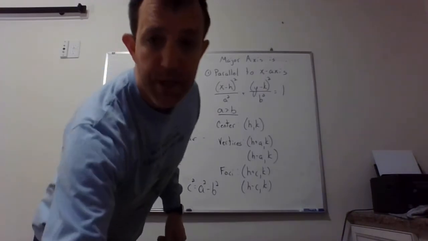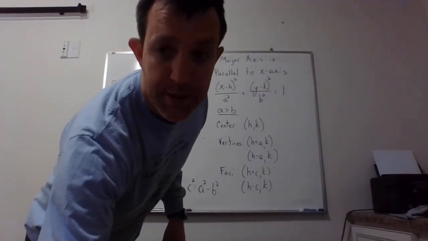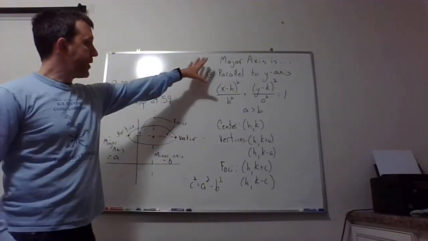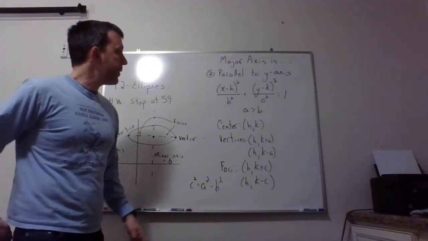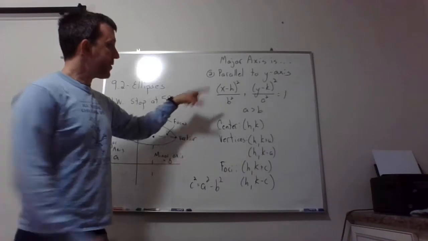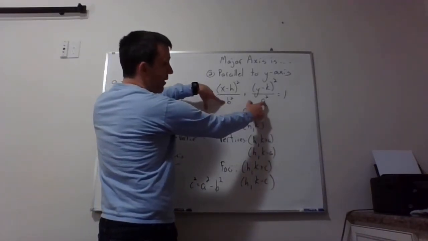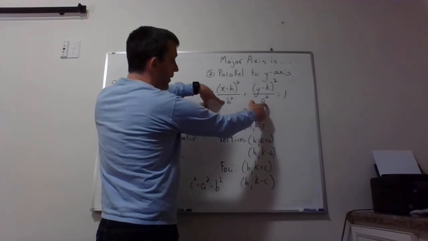So there we go, and we'll get the other formula up here in just a second. All right, so you can see that I've just changed out and put the other formula up here. Now we're parallel to the y-axis. The big change, the only real change here in the look of the formula is that now the bigger number is under y. A squared is over there.